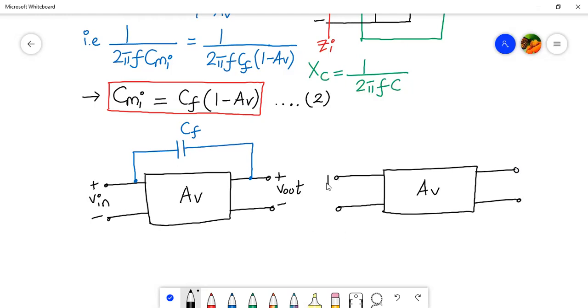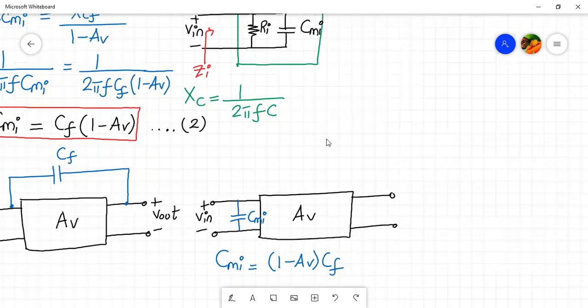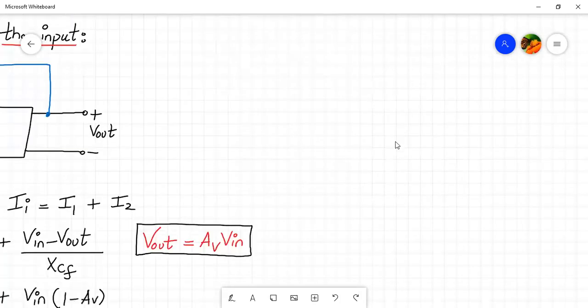So what is the effect? This is Vin. Here we have this capacitor, which is my CMI, and we found the CMI value to be equal to 1 minus AV times CF. That is what we derived in equation number 2. Right. So next we will see the effect of the feedback capacitor on the output side. So that's the next part, and we'll do that over here.